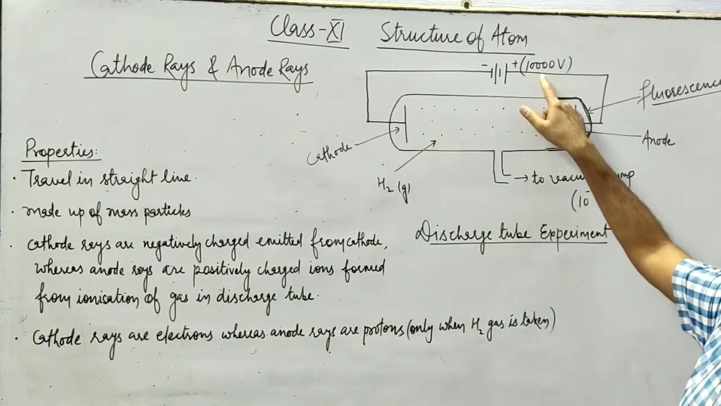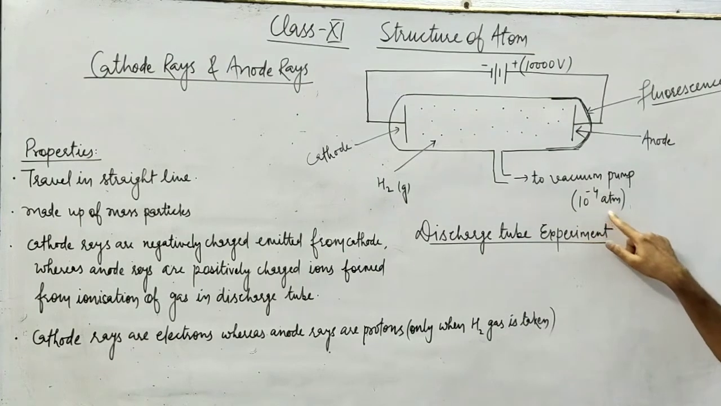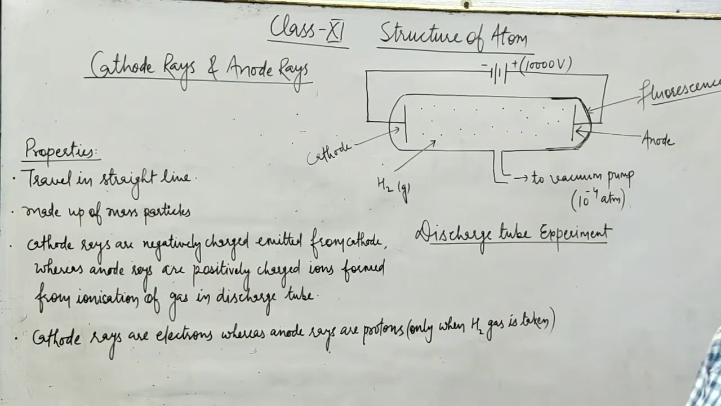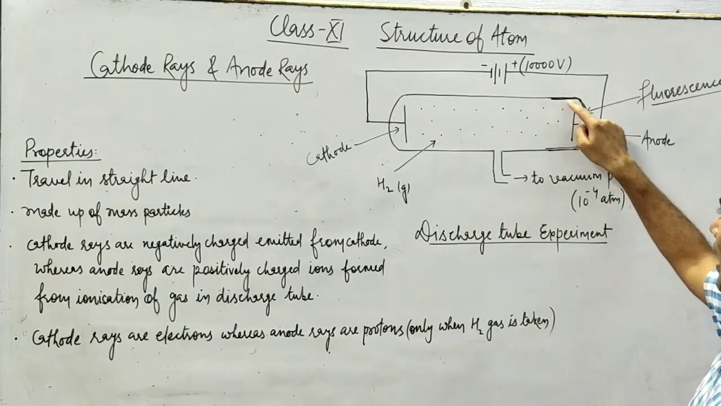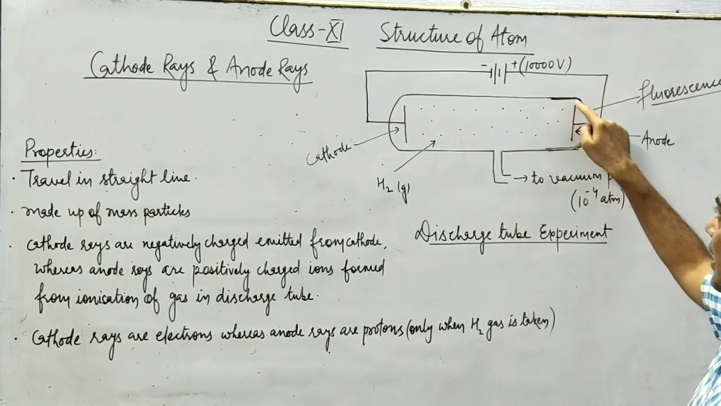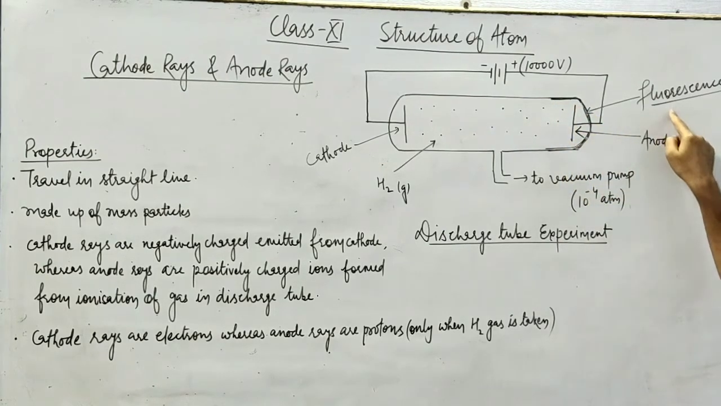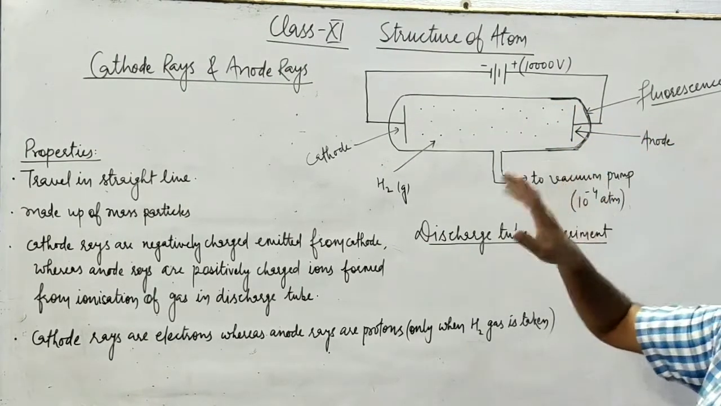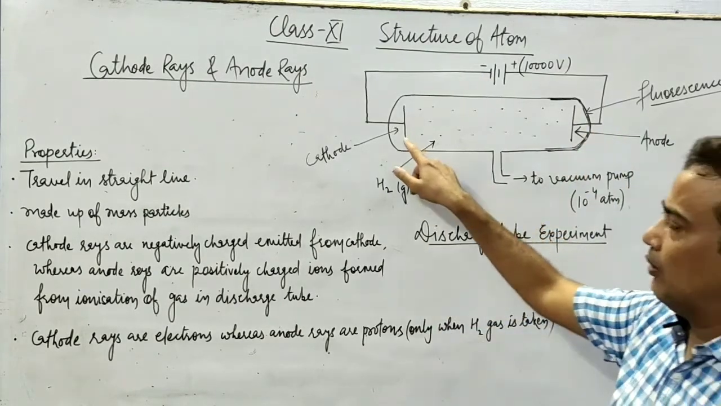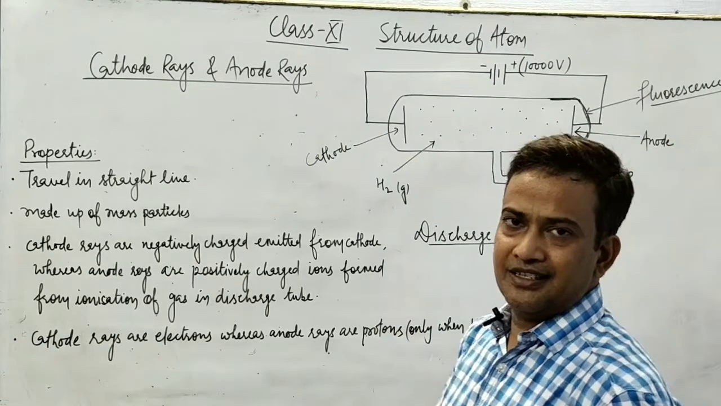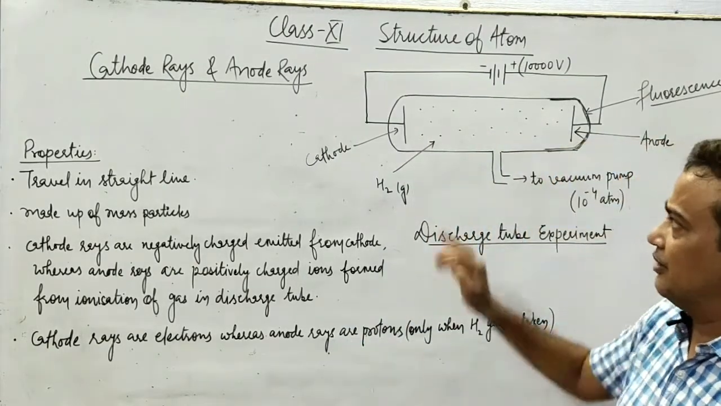At a very high voltage, 10,000 volt, and at a very low pressure, 10^-4 atmosphere, it was found that the region behind the anode in the glass tube is showing fluorescence. Fluorescence means glow, showing glow. It is because the cathode is emitting some rays or some particles that are known as cathode rays.